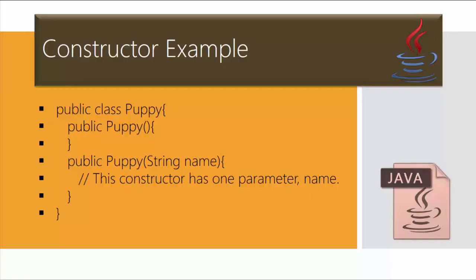Here's a simple example of a constructor. So we have the public class called puppy, then we created public puppy, and of course we gave the string name, and this constructor only has one parameter, which is the name. So anything within those parentheses are a parameter or set of parameters.